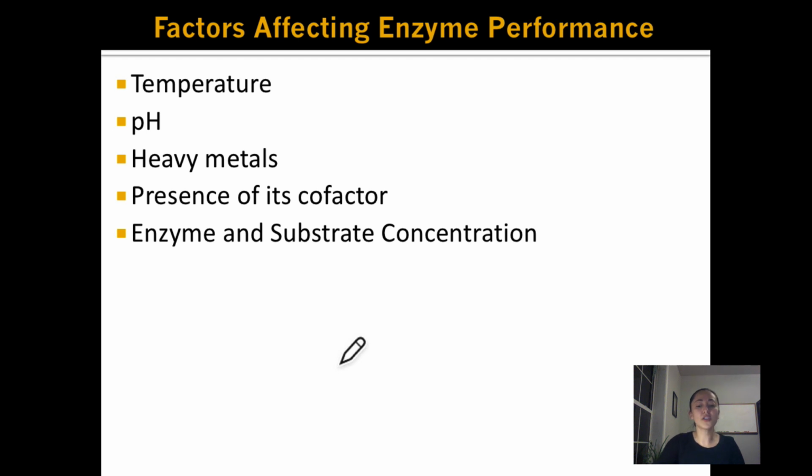Heavy metals will also affect an enzyme. High concentrations of heavy metals will decrease the rate of a reaction. The presence of a cofactor will affect an enzyme as well. If the cofactor is present, the enzyme will work. If the cofactor is not present, then the enzyme cannot work. Remember, cofactors are things like iron or lead or other things like that that typically are metals that need to be present in order for an enzyme to work.